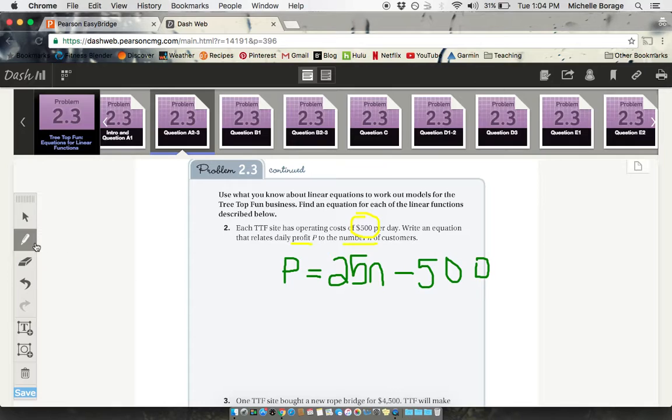Now, one common mistake I saw last year, I'm going to do it in red here, is that people put an n with the 500 as well, but that would mean that they lose $500 for every customer that comes. Well, that would be really bad because they only make $25 per customer. So make sure you don't put an n next to the 500 because we're not losing that for every customer. We only have to spend $500 once. All right, let's go on to A3.